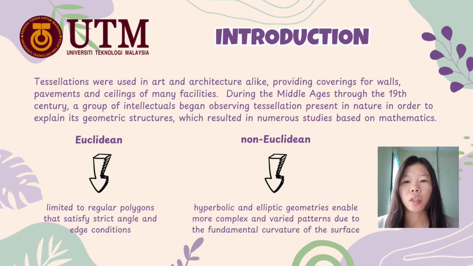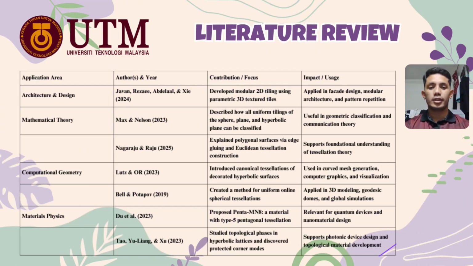While tiling of the Euclidean surface is limited to regular polygons that satisfy strict angle and edge conditions, tiling of non-Euclidean surfaces such as hyperbolic and elliptic geometries enables more complex and varied patterns due to the fundamental curvature of the surface. In this literature review, I will summarize recent research on non-Euclidean tessellation and highlight their application across 4 main areas: architecture and design, mathematical theories, computational geometry, and material physics.